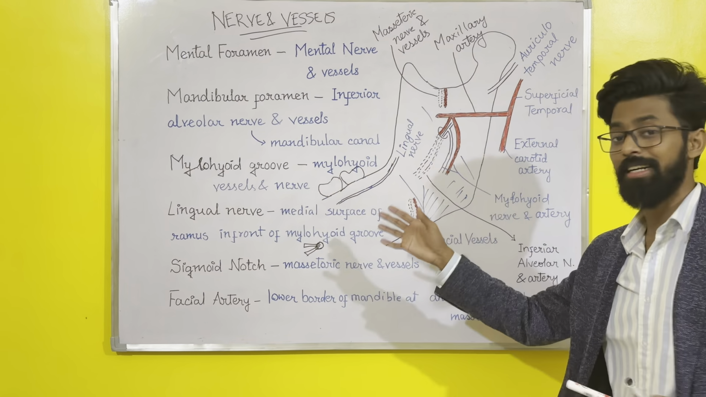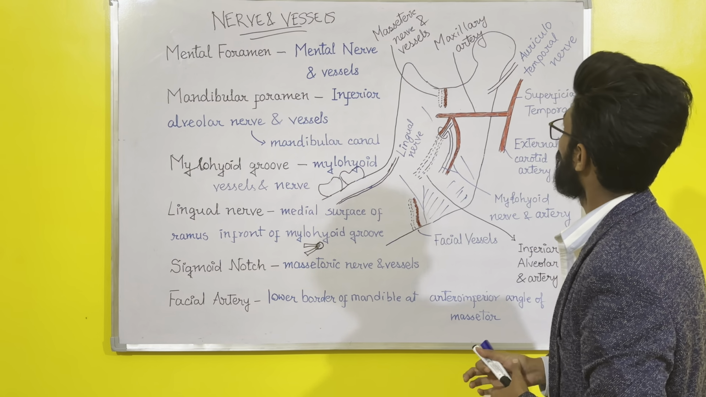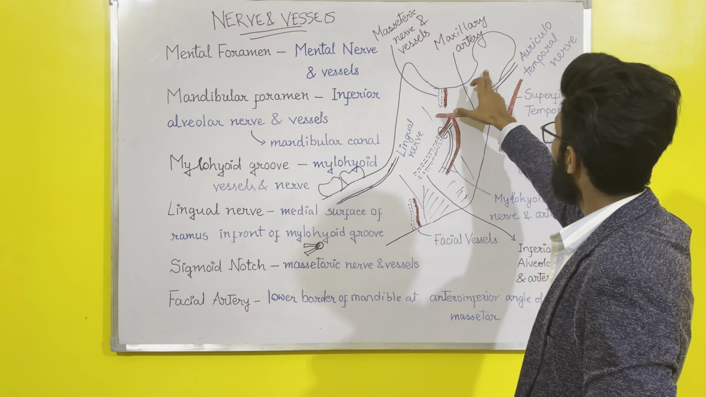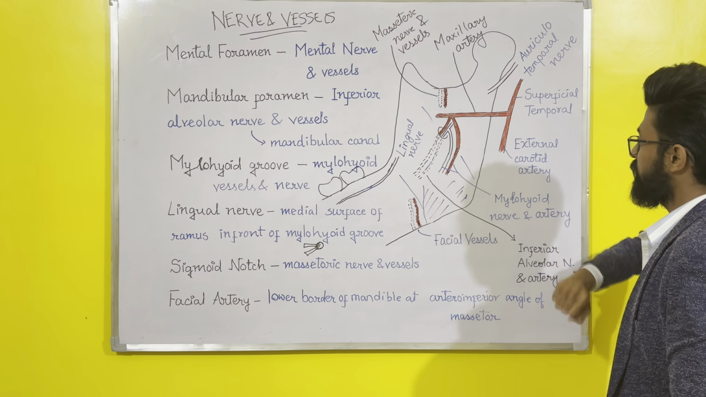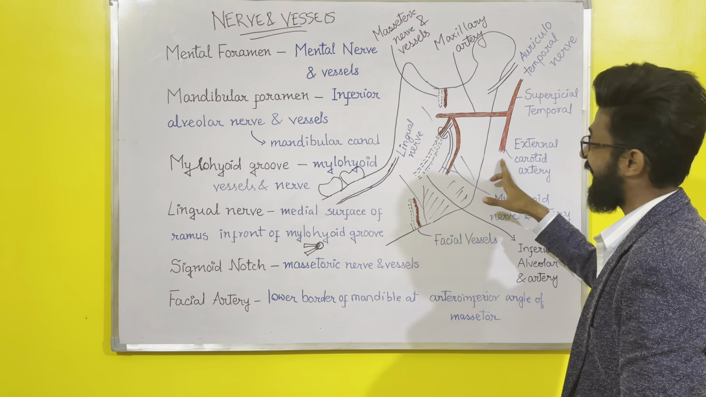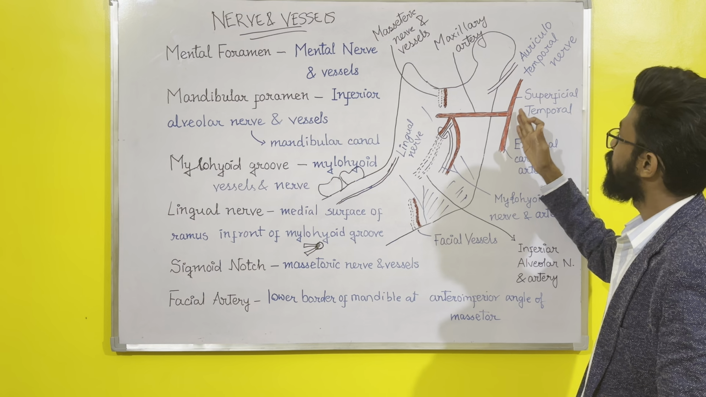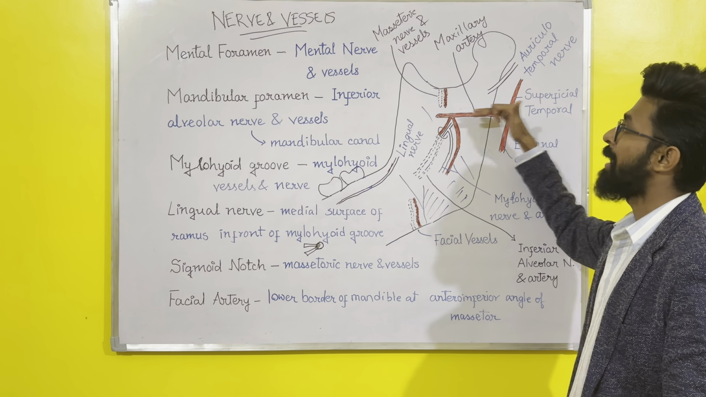So you need to write these lines, right? Once again we will see the diagram now. Around the neck of the mandible is present the auriculotemporal nerve. Behind this posterior border there is the external carotid artery. The external carotid artery is branching to form the superficial temporal artery and the maxillary artery.